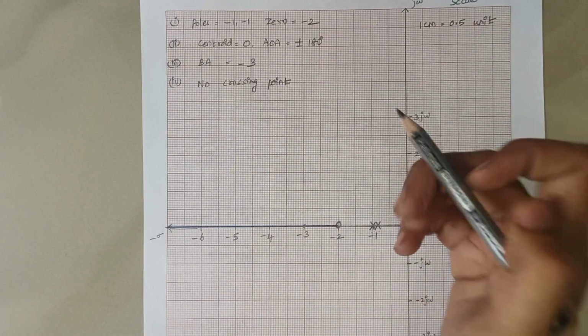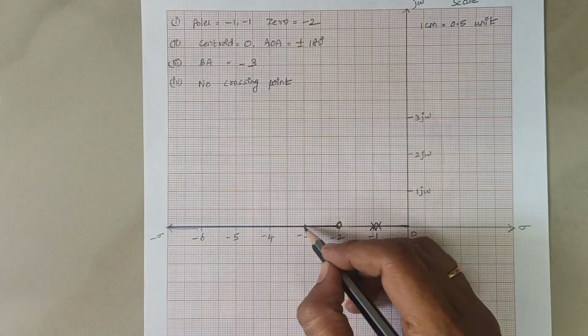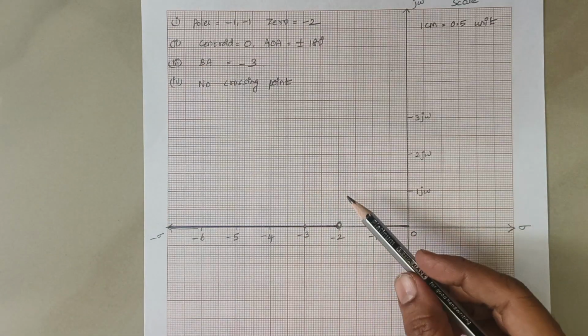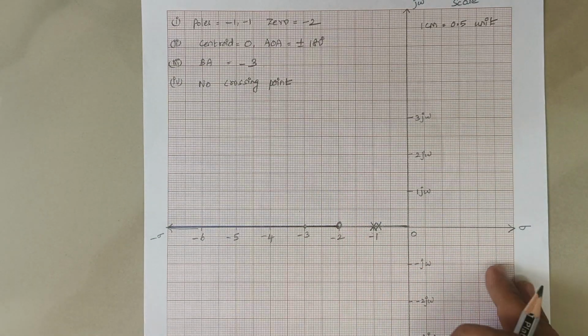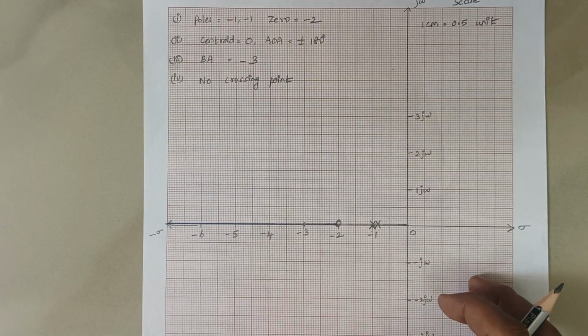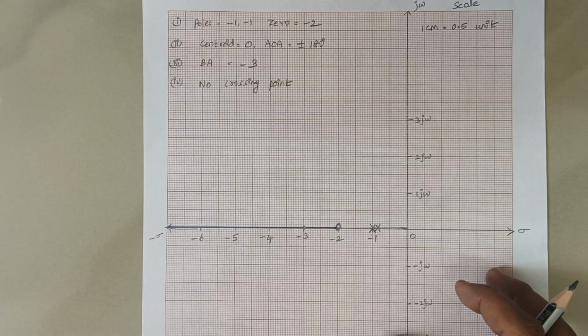Then the next thing is the breakaway point. What is the value of the breakaway point? You see here it is minus 3. Then there is no crossing point on the imaginary axis, so no need to consider it. In this problem, how many poles do we have? We have 2 poles. So how many root locus branches should there be? There should be 2 root locus branches.